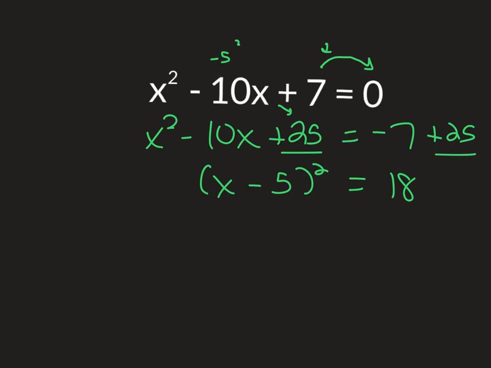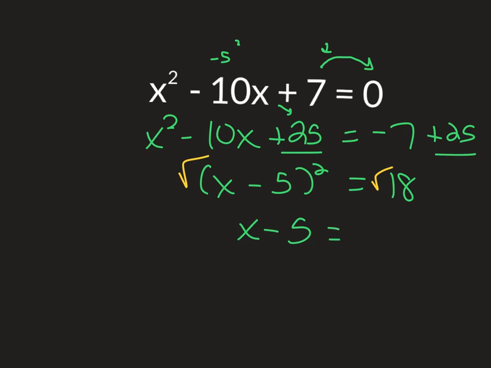Now to get rid of the square, because I've got to get the x by itself. And so to get rid of a square in a problem, you take the square root. But I got to take the square root of both sides. Don't forget that, square root of both sides. So if I take the square root on the left-hand side, it just cancels out the square. So I get x minus 5. On the right-hand side, I have an 18.